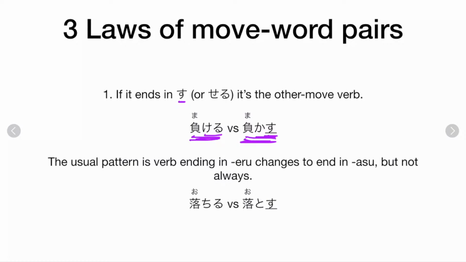But that's not always true. It's not always asu to eru. For example, otosu, right, which is the other move form, and that is to drop something, cause something to fall. It ends in like an osu sound, and when you make it the self move, it is ochiru, which is to fall, and there's like an iru sound. So it's not always asu to eru only. There are exceptions to that. But always, if it ends in su, it is other move.